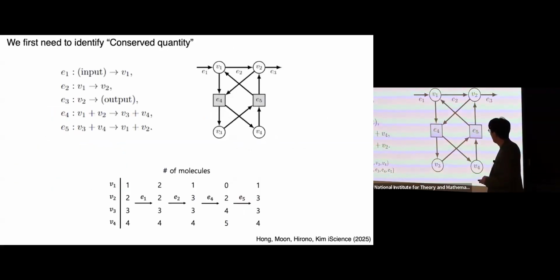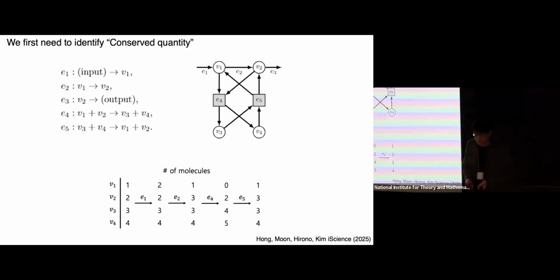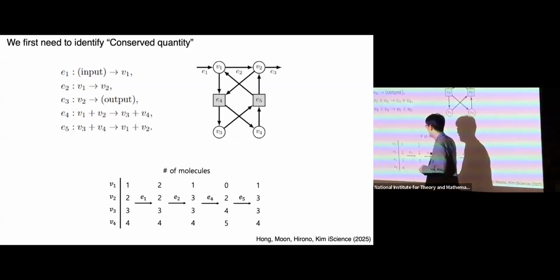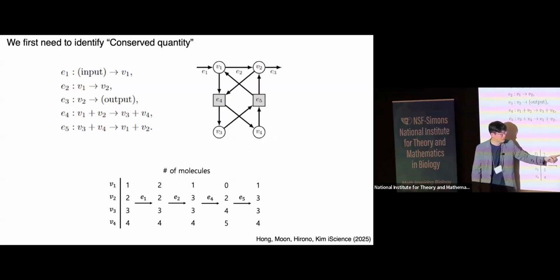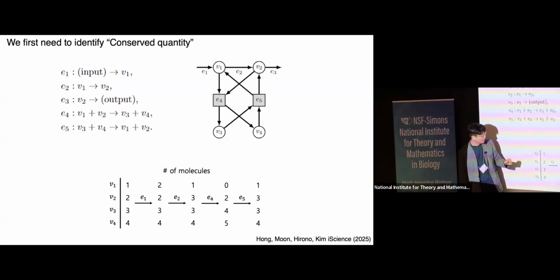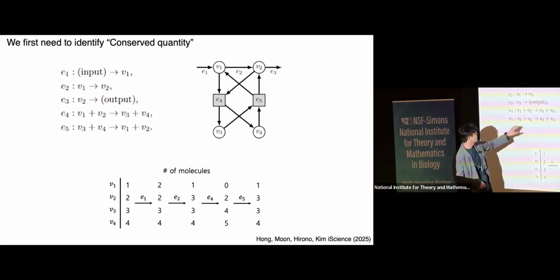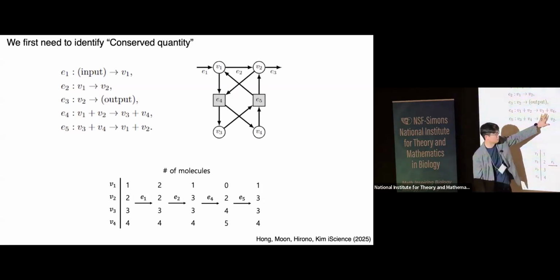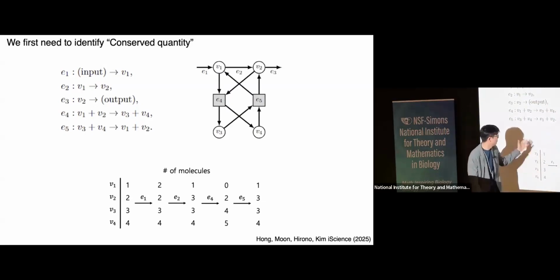So we first need to identify the conserved quantity in this network. Conserved quantity means, let's say our initial condition of the 4 species is 1, 2, 3, 4. If the first reaction happens, then the first species increases by 1, right? And if the second reaction happens, then the second one increases. 1 is switched to 2, so it decreases by 1 and the other increases by 1. And when the E4 reaction happens, V1 and V2 are changed to V3 and V4, so these two decrease by 1 and these increase by 1, and E5 is similar.